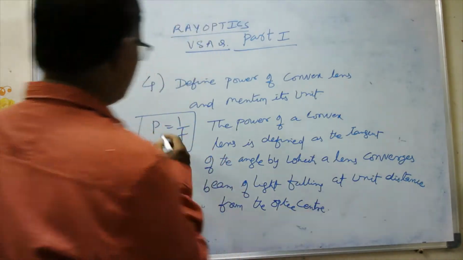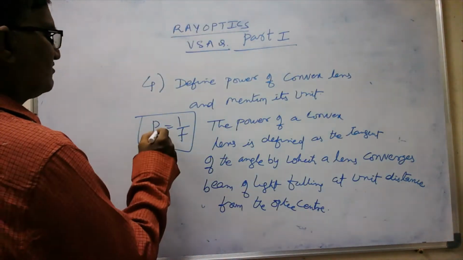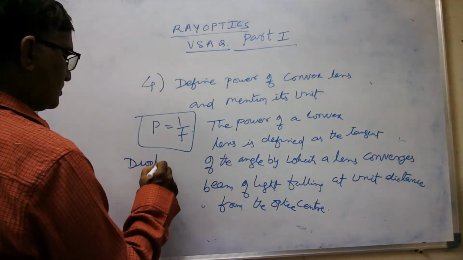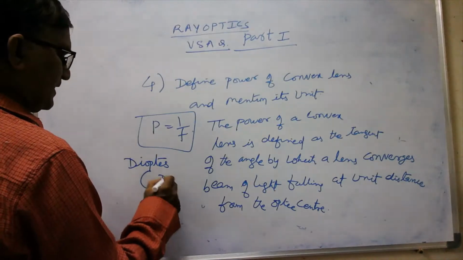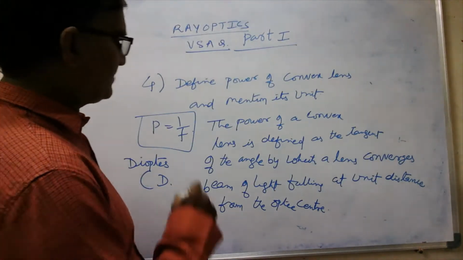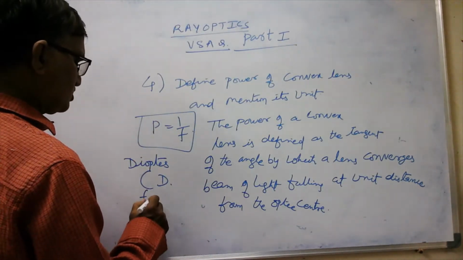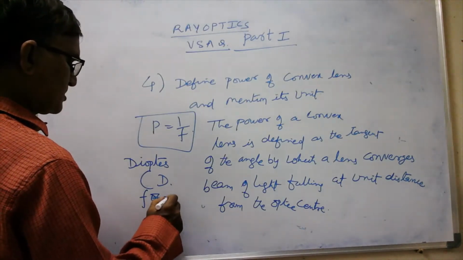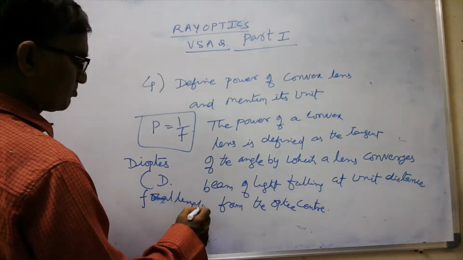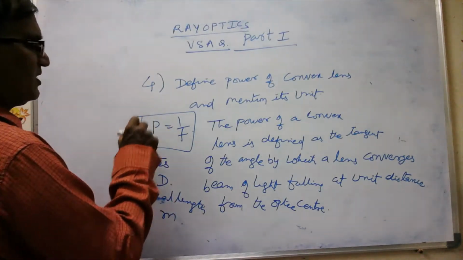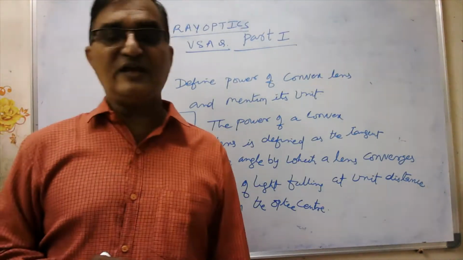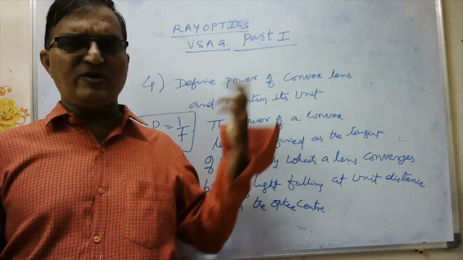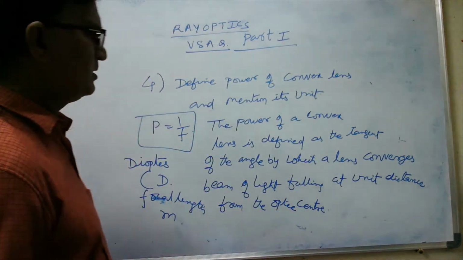My unit of power is diopters, capital D. Focal length should be in meters. Focal length must be in meters, then only power is 1 by f. So take power is equal to 1 by f. F should be in meters, then only power will be in diopters. Unit of power is diopters.